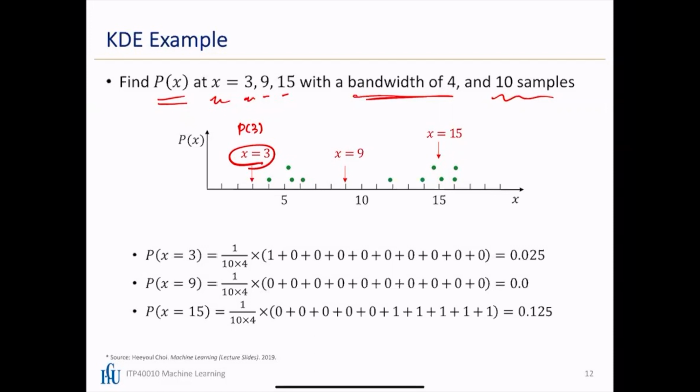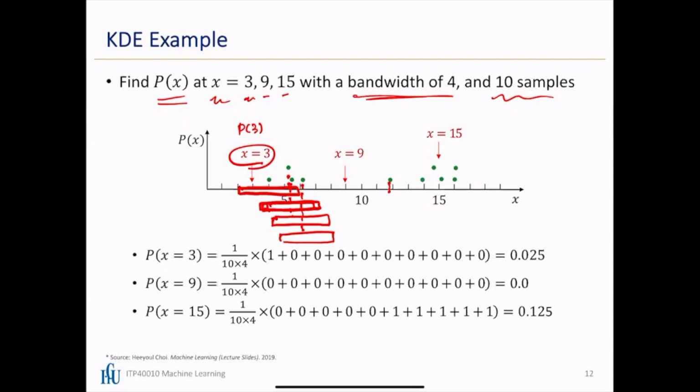And bandwidth is 4. So for the first data point, you're putting a kernel like this. So size is 4, and you're putting the kernel around your data object. And next one, something like this. And next one, something like this, or something like this. So you are putting kernels around each data observation.